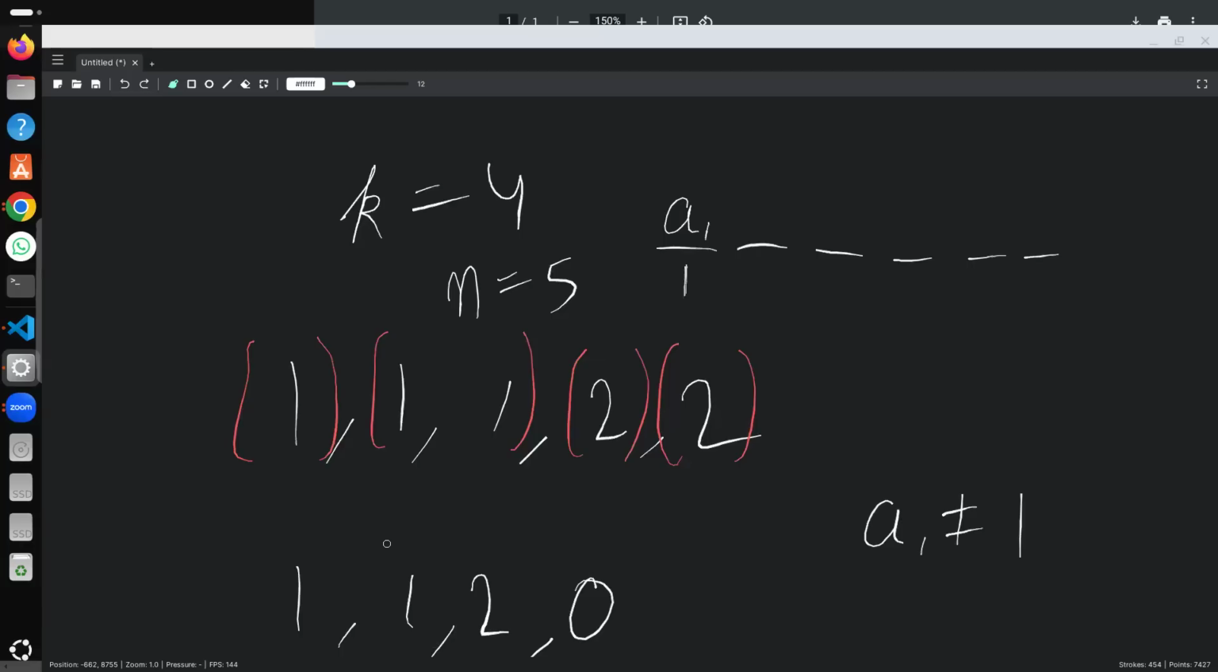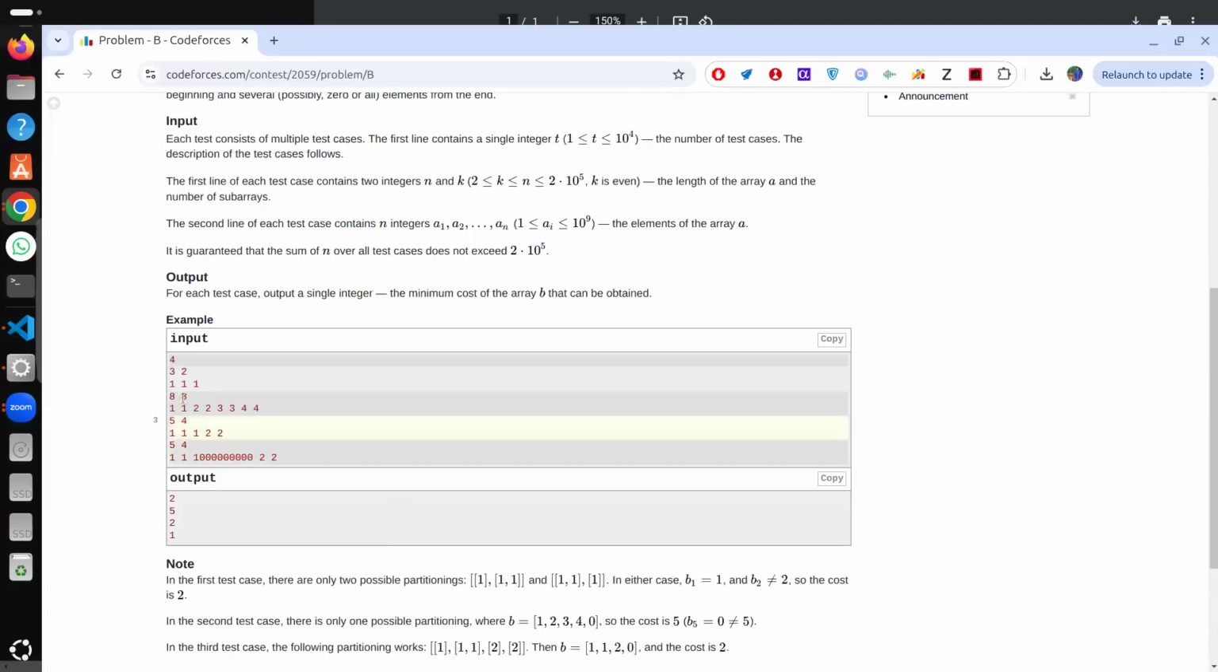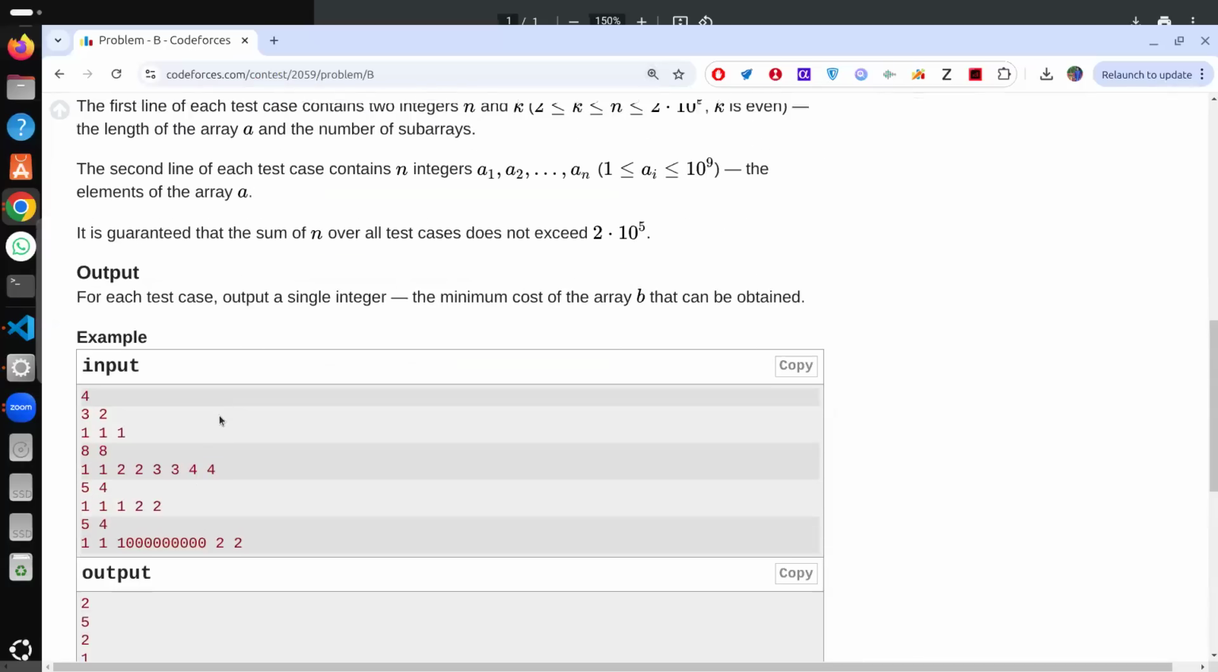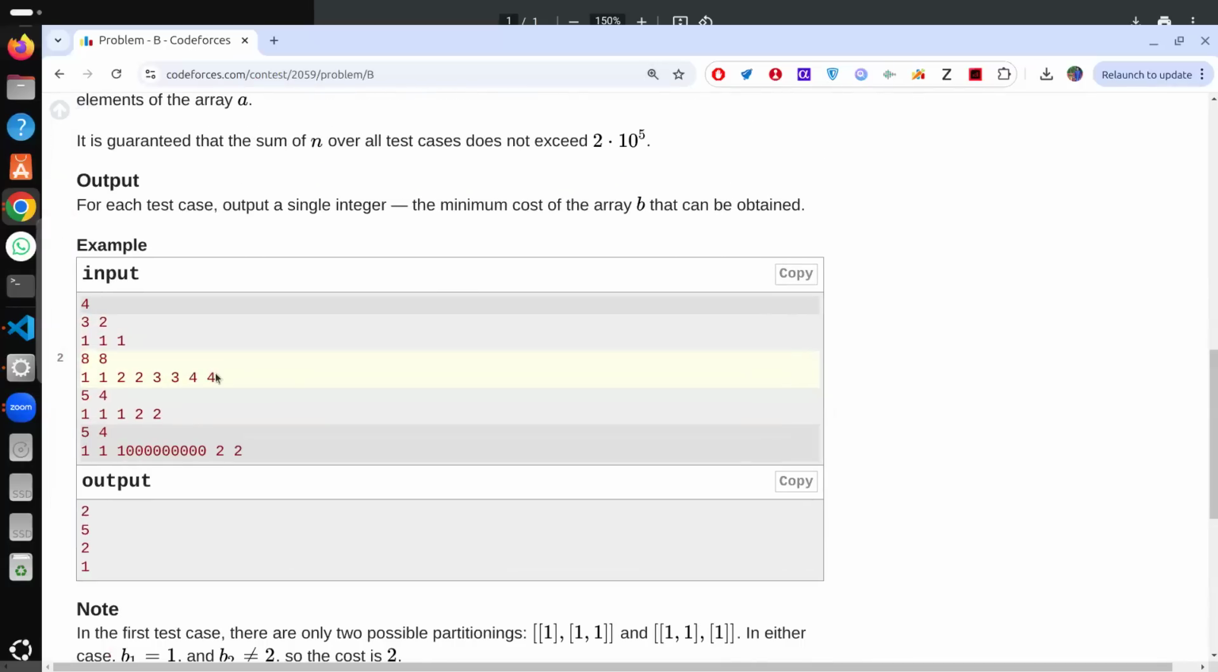So that's why we can make the score as 2 in this test case. Now, what if n is equal to k? In this sample test case, n is equal to k, right? So in that case, they are basically telling us to break this n length array into n segments. So that means that the segmentation is constant, right?